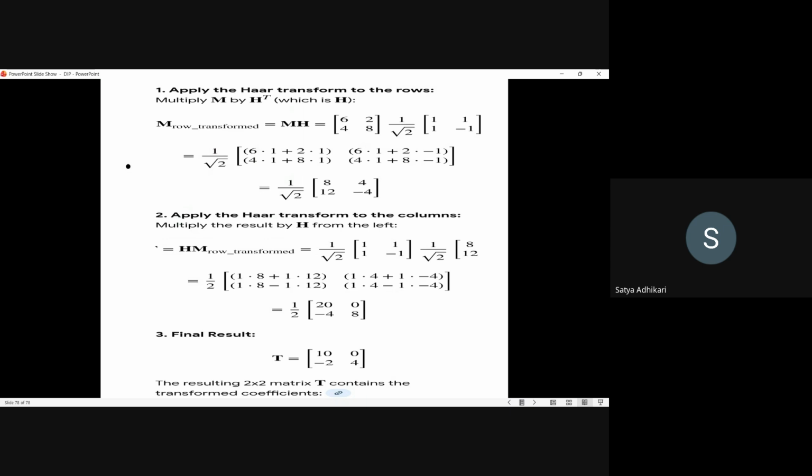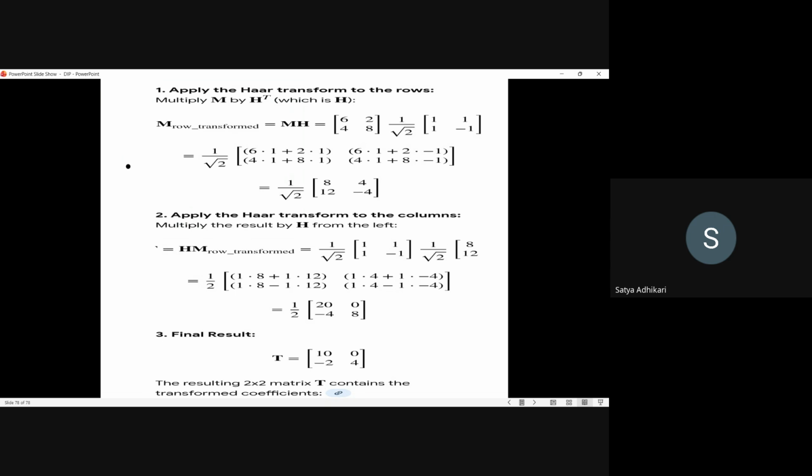The second row is 8 minus 12, minus 4, and 4 plus 4, 8. So 20, 0, minus 4, 8, multiplied by 1 by 2. If we multiply 1 by 2 with each element, we will get the final result. So the final result T is 10, 0, minus 2, 4. So this is the Haar transform.